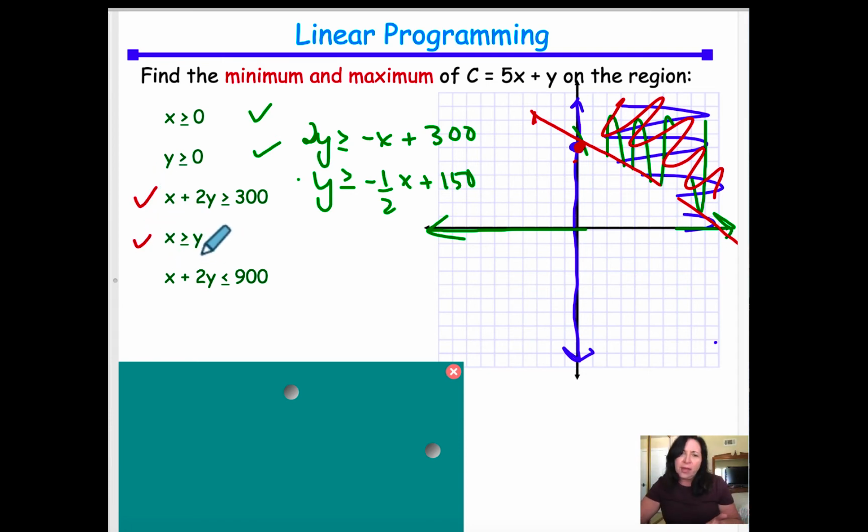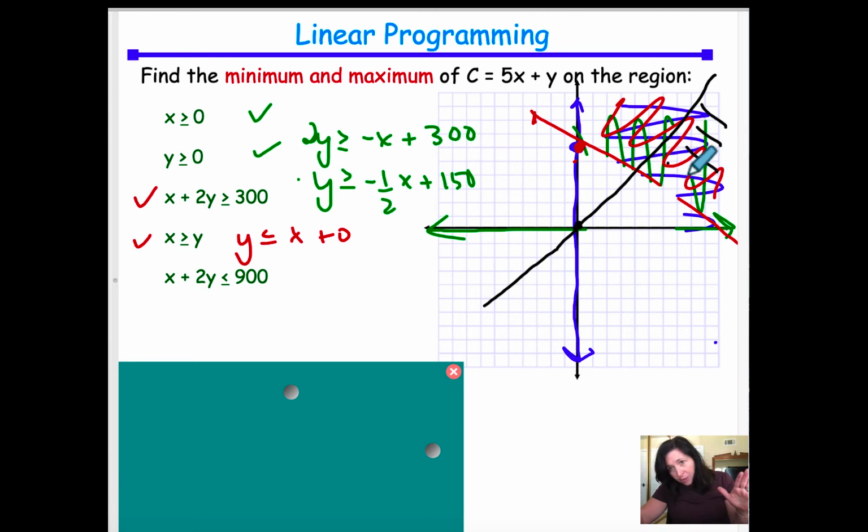Actually, let me rewrite that. Y is less than or equal to x. And then remember, that's a plus 0. So let's put that here, and that's just up 1 over 1. That's a line that goes straight across like that. And it says less than, so now we're talking about below like this, right? And so that means that anything above that is out.